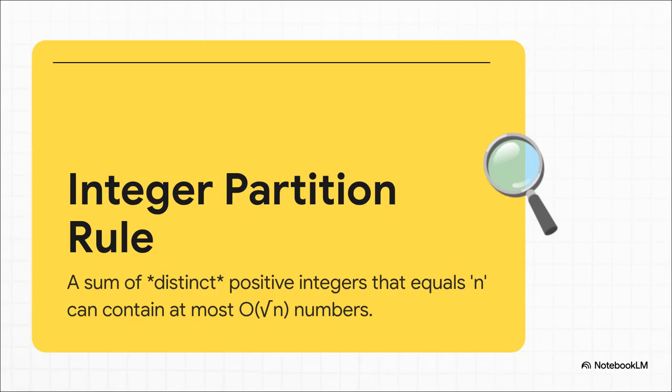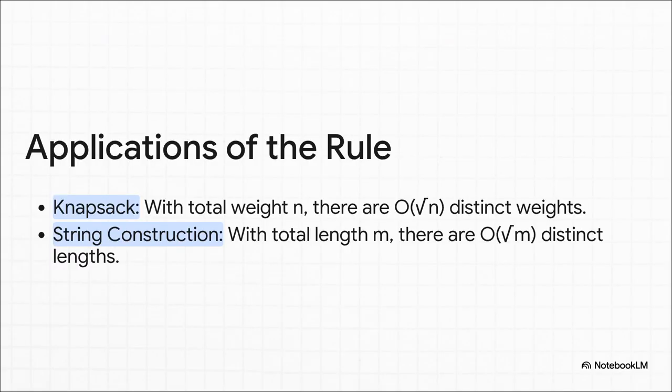Think about it. To get the most parts, you have to use the smallest distinct numbers you can, right? Like 1 plus 2 plus 3 and so on. But that sum grows quadratically, so you run out of room inside of n really, really fast. And this isn't just some math curiosity. It has real-world applications. In a knapsack problem, this rule tells us we can group items by their weight because we know there are only about O(root n) distinct weights possible.